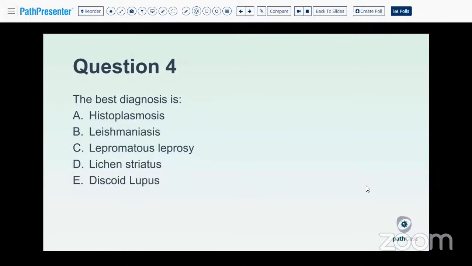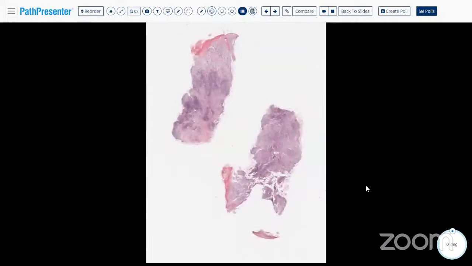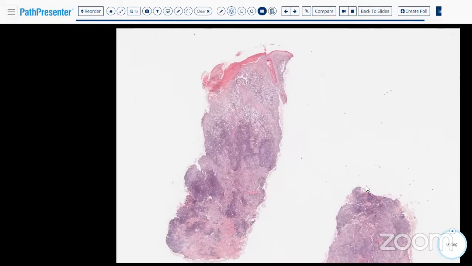All right, our next question, number four. The best diagnosis here is, and we see in this punch biopsy, an ulcerated surface.